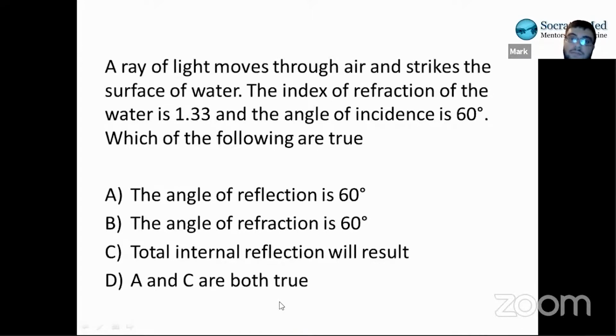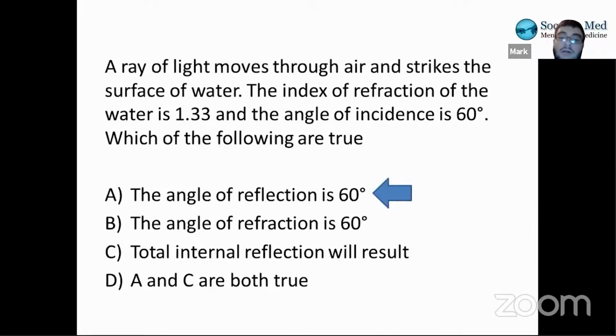So 80% picked A, which is the correct answer. The angle of reflection is 60 degrees, which I'm very happy about. Like I mentioned, the angle of incidence is the angle that it comes in at. For reflection, the angle it comes in at is the angle it comes out at. So 60 comes in, 60 comes out.